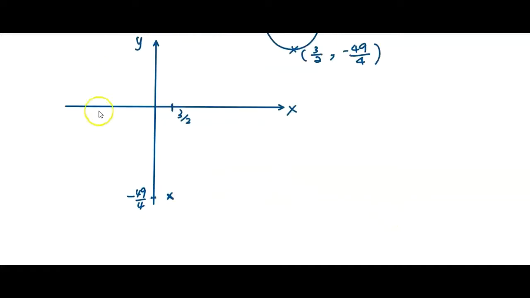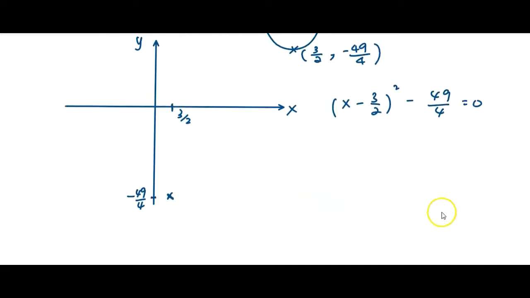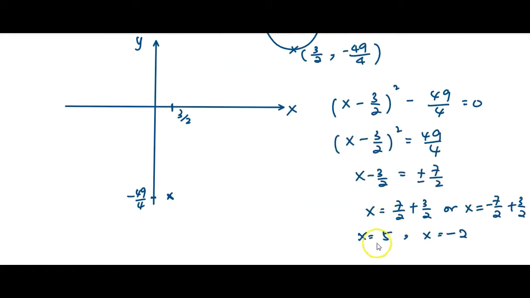And now I'm going to sketch the graph with the parabola shape, and we know that it will pass through the x-axis, right? So we can get the roots for this function by putting f(x) equals to 0, and we solve it. When I solve, I got the two roots for this function. The roots are at -2 and 5. So it means that the graph will pass through these 3 points. Now we can sketch the graph.